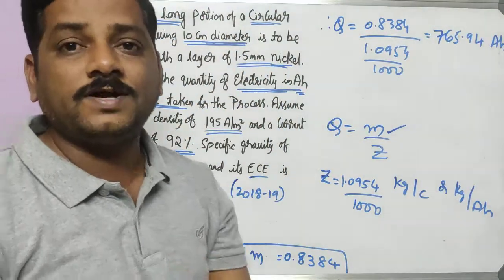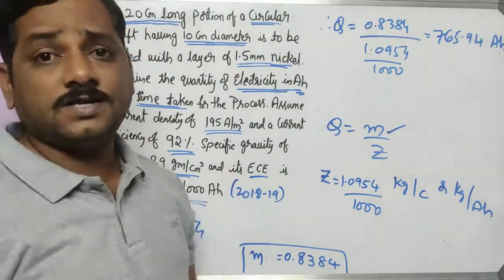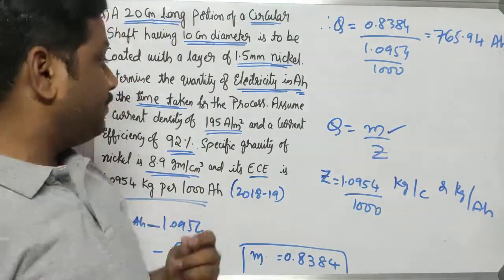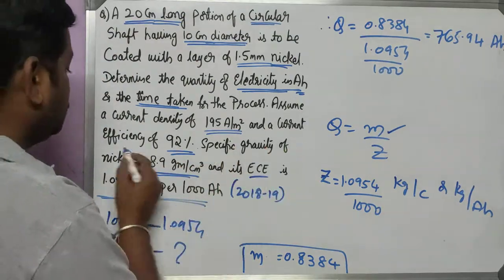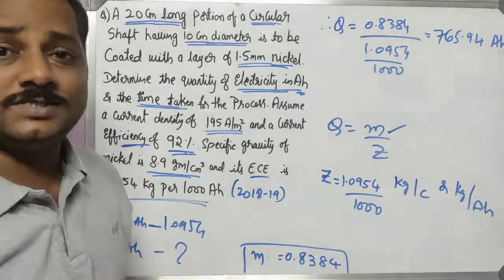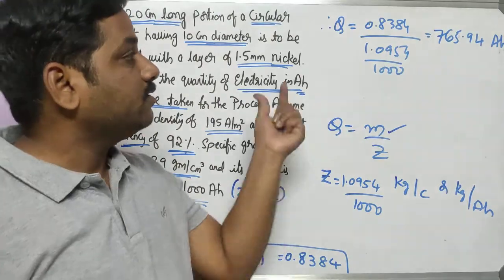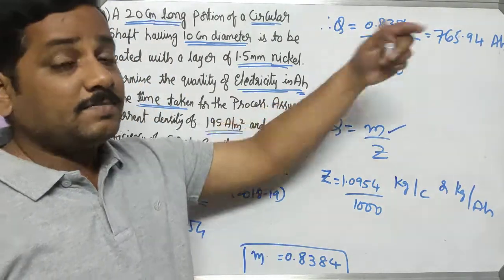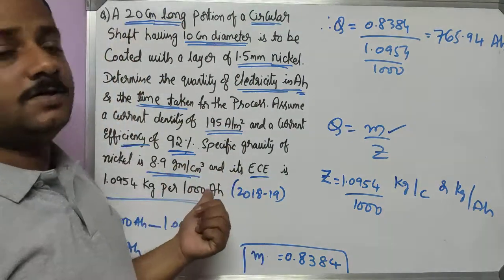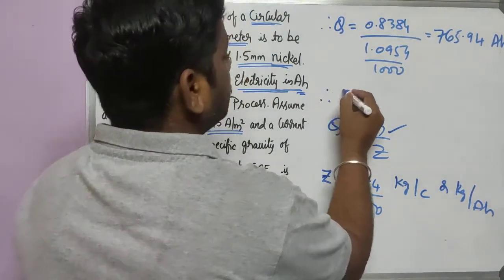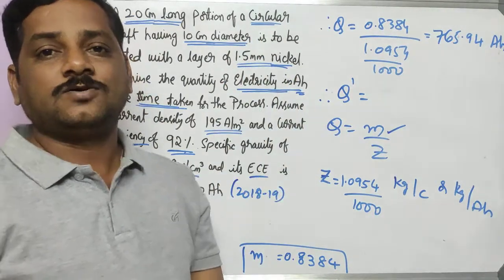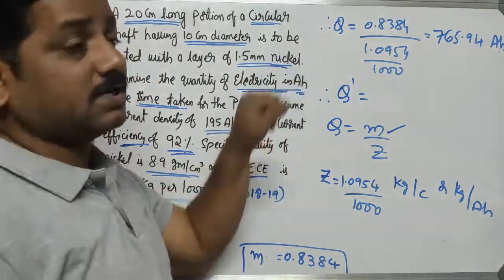But how to find the actual value? This is a theoretical formula. Based on the formula I got it. It's a theoretical value. But it is mentioned that the current efficiency is 92%. If efficiency is 100%, then this is the right answer. But efficiency is less, 92%. So therefore, Q dash means this is the practical electrical quantity which is actually required. This is the theoretical one.